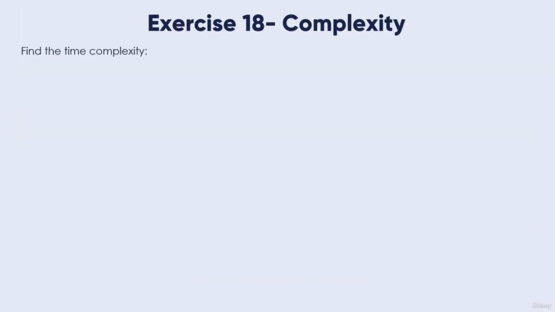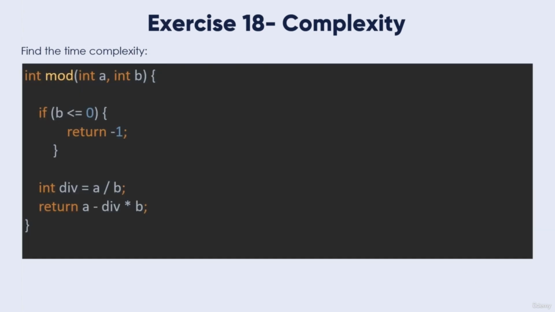Hello, my friends, and welcome to exercise number 18 in time complexity. We are asked to find the time complexity of this function called mod. It takes 2 parameters, int a and int b, and finds the modulus of the division between them, a modulo b. So a modulo b would be the result of this mod function. Pause the video and think about this. What is the time complexity?